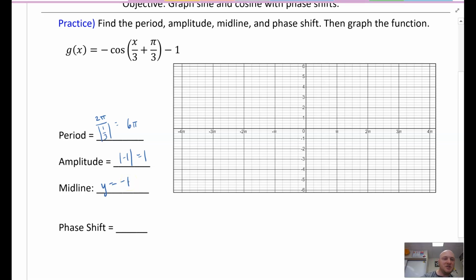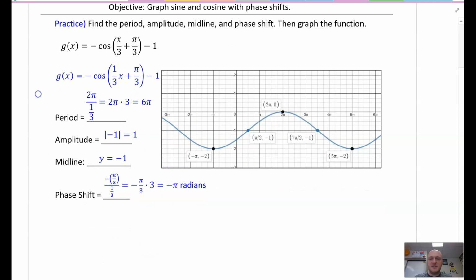And then our phase shift. Phase shift was pi thirds divided by 1 over 3. And a negative, right? Because it's the opposite. So this is negative pi thirds multiplied times 3. And these cancel. So we're just going left pi. I wish it was left 2 pi. That would have helped us, you know, have one easy period. Okay, so if you messed up any of that, please pause the video. Try that. Okay, here is the solution.